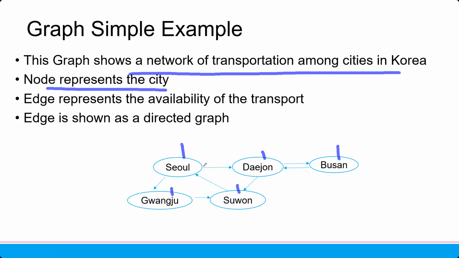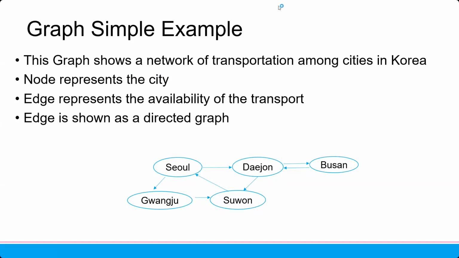If you look at this one, you can see that this is a directed graph. Why? There is a direction. The X represents the availability of the transport. That means I can go from Seoul to Daejeon, but I cannot go from Daejeon to Seoul, because the X is only one.